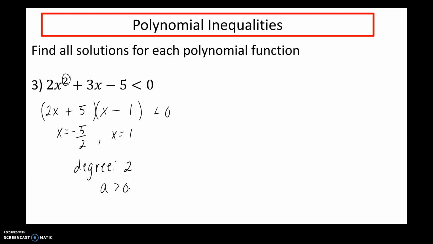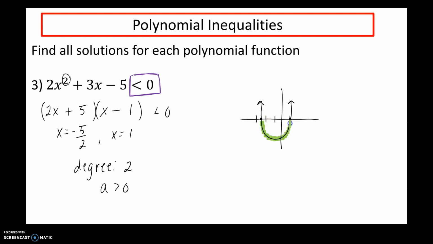Lead coefficient is positive. So I have all of the information I need. So I have a 0 of 1 and negative 5/2, upward facing parabola. Okay, now I go back. What am I looking for? I'm looking for where my function is less than 0. So I'm looking at the part of my graph that's below the x-axis.